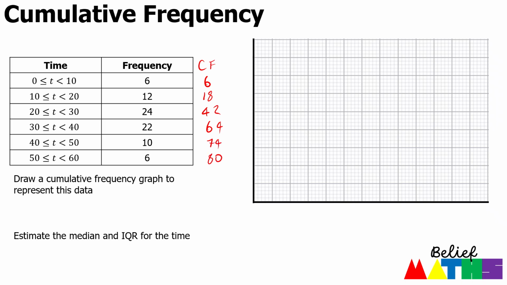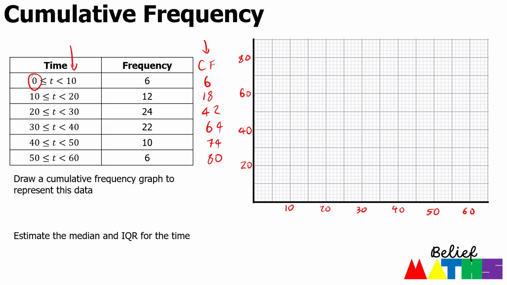Now we need to label our axes here. So if we look, double check that, 10, 20, 30, 40, 50, and 60. That works nicely for us. And again, it's worth checking just to make sure this works. And then going up, we'll save ourselves some time. We'll do 20, 40, 60, 80. And we just want to make sure that's a consistent scale. And then we're going to plot our cumulative frequency with our upper bounds, our higher numbers.